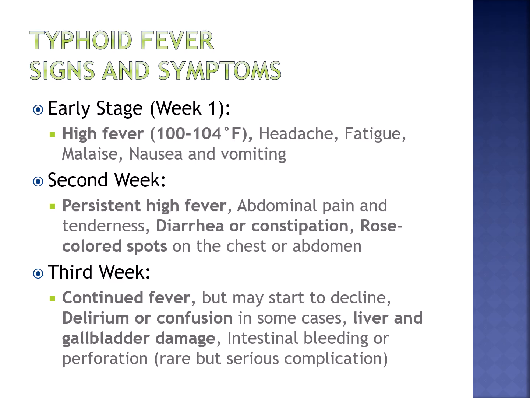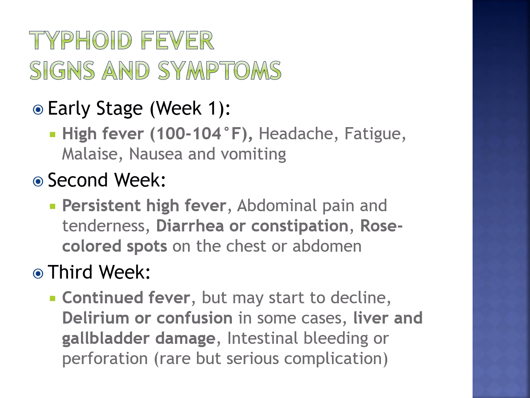When it comes to typhoid, there are a variety of signs and symptoms depending on where you are in the infection. So week 1 of the infection, usually we're seeing a high fever, headache, fatigue, malaise, nausea, possibly vomiting. The second week, things get a little bit worse, with the fever continuing, abdominal pain and tenderness, diarrhea or the reverse, constipation, and then rose-colored spots on the chest or abdomen.